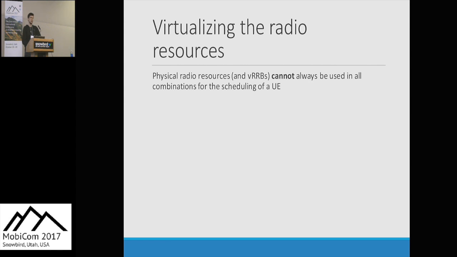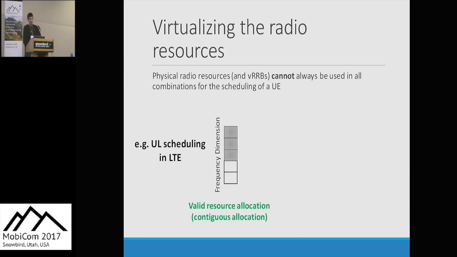There are many occasions where you might have frequency dependencies, and therefore you cannot combine the resources in any way that you want. And to give an example as to when this might happen, let's consider uplink scheduling in LTE. So in that case, a mobile device can only be allocated resources that are contiguous in the frequency dimension. So for example, if these gray blocks that you see here are resources allocated to a mobile device, this would be a valid resource allocation because they are contiguous. But this one would be an invalid resource allocation because they are not.